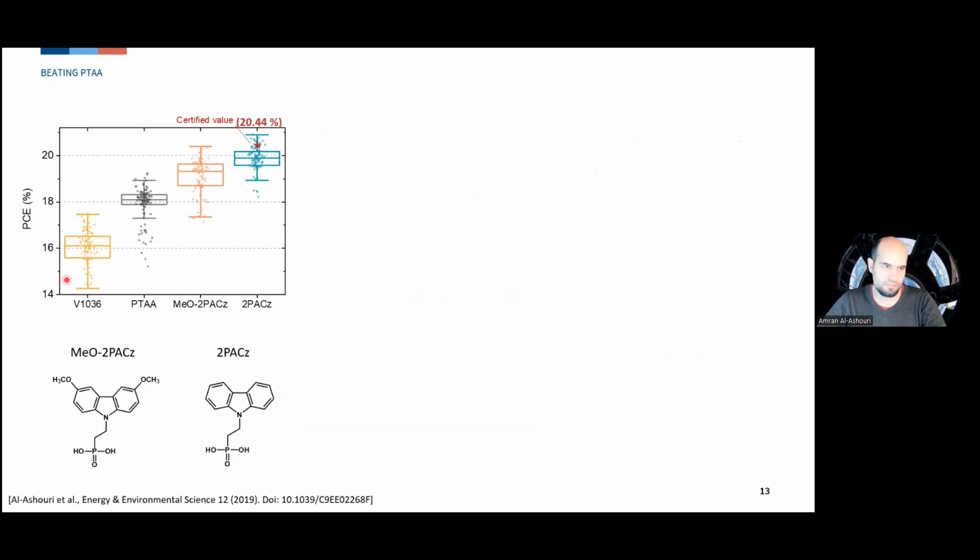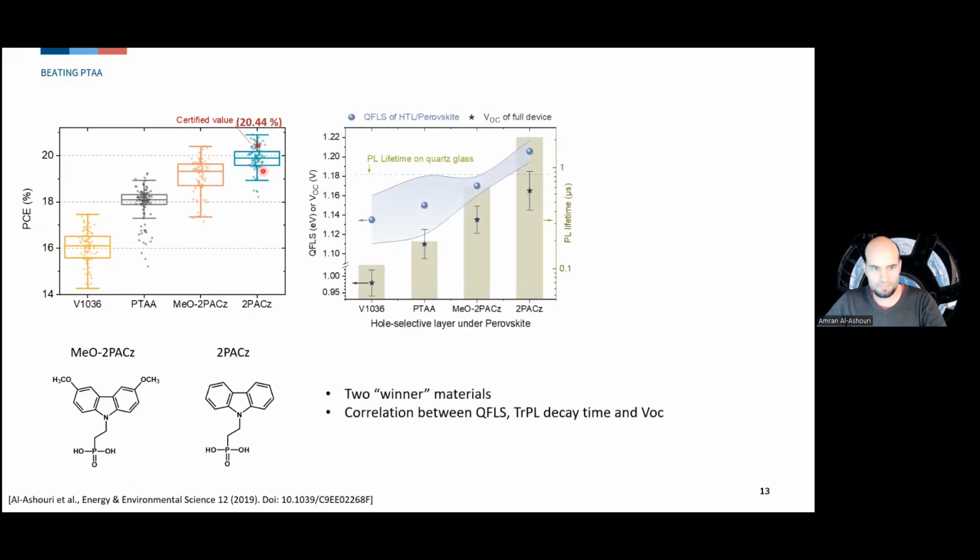And V1036, well, never made it above 18%, but, I mean, you wouldn't believe it, now V1036 is proven useful for other perovskites, namely for inorganic perovskites that have a different energetics as well. But yeah, this was quite an achievement for us.